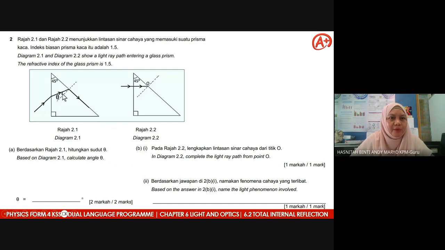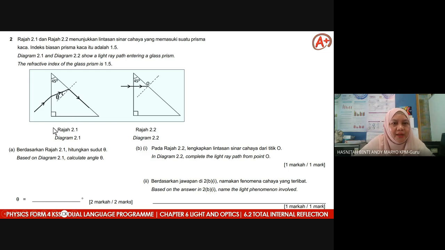Again, you are given diagram 2.1 and diagram 2.2. They show a light ray entering a glass prism. Given the refractive index is 1.5, you can highlight this information. It is the same prism, but the light is entering from a different angle. Here it comes from this direction, and here it travels exactly along the normal. Okay, first, find angle theta.